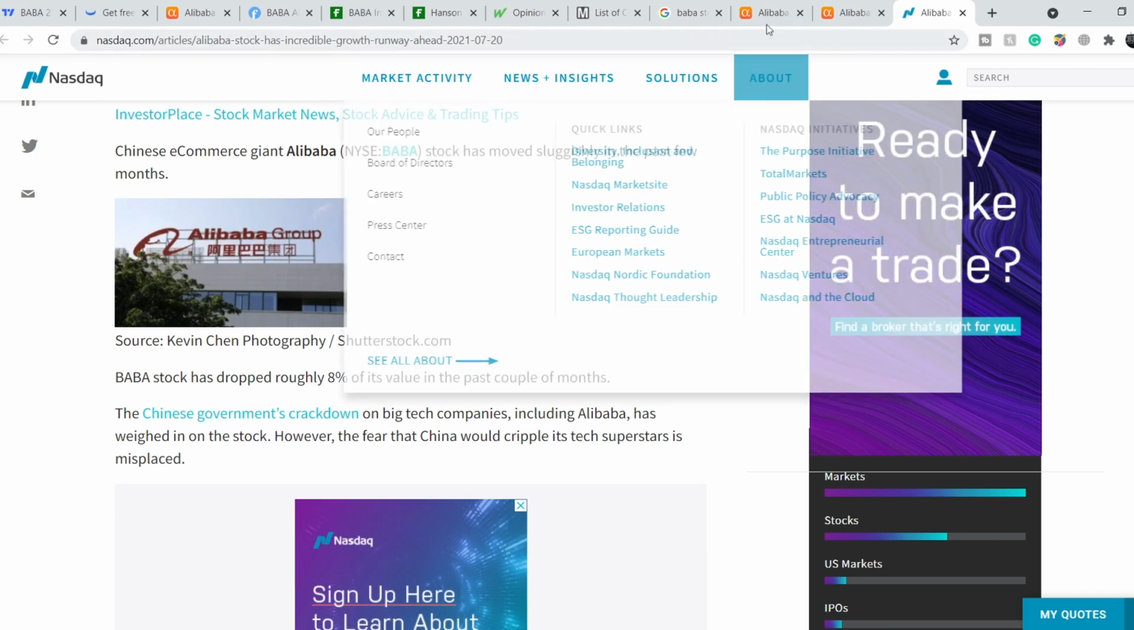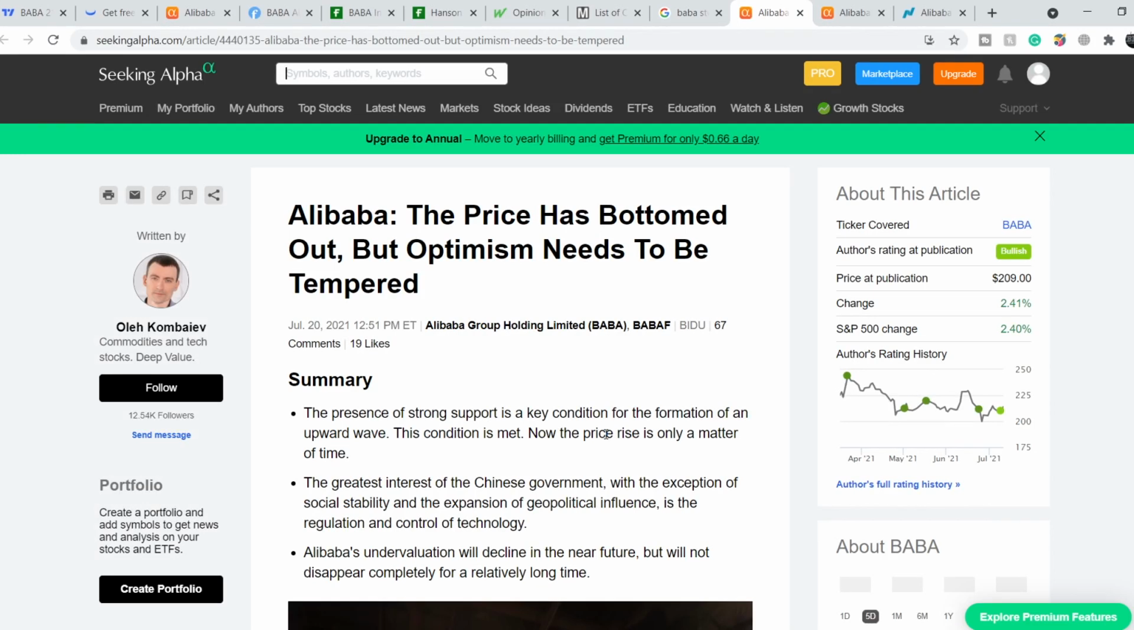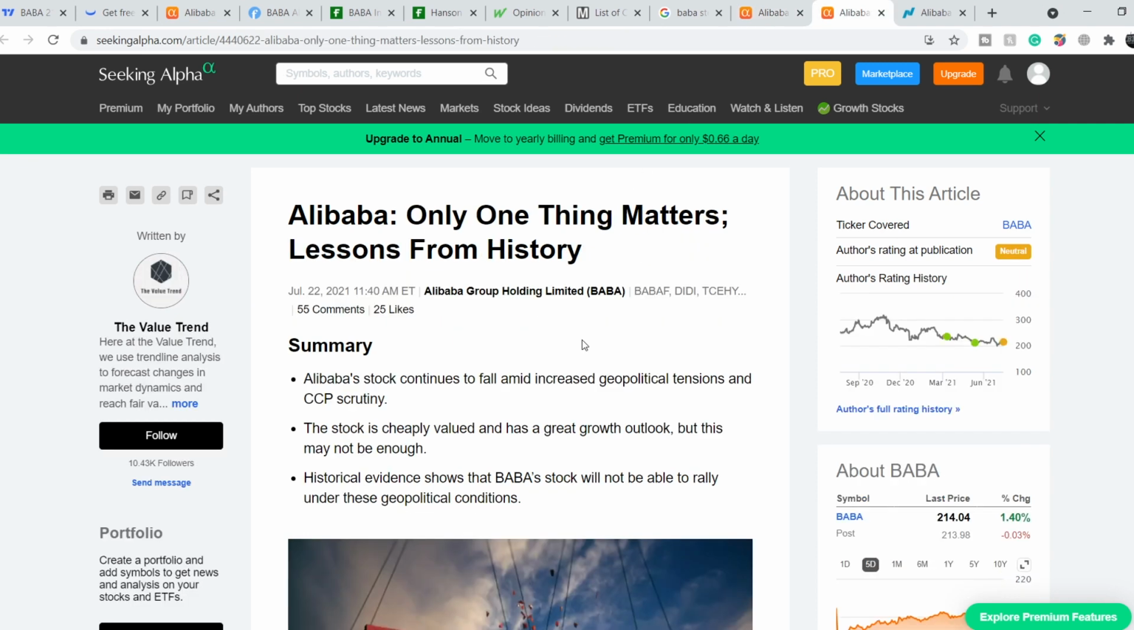And I have to say that this article is rather bullish, and you can always find on the internet some articles that are bullish or bearish on this ticker. For example, this one is bullish. As you can see, Alibaba, the price has bottomed out, but optimism needs to be tempered. And right here we have a neutral article that, in my opinion, is more bearish. And that's why you have to do your own due diligence and make your own conclusion on each and every stock that you want to invest in.